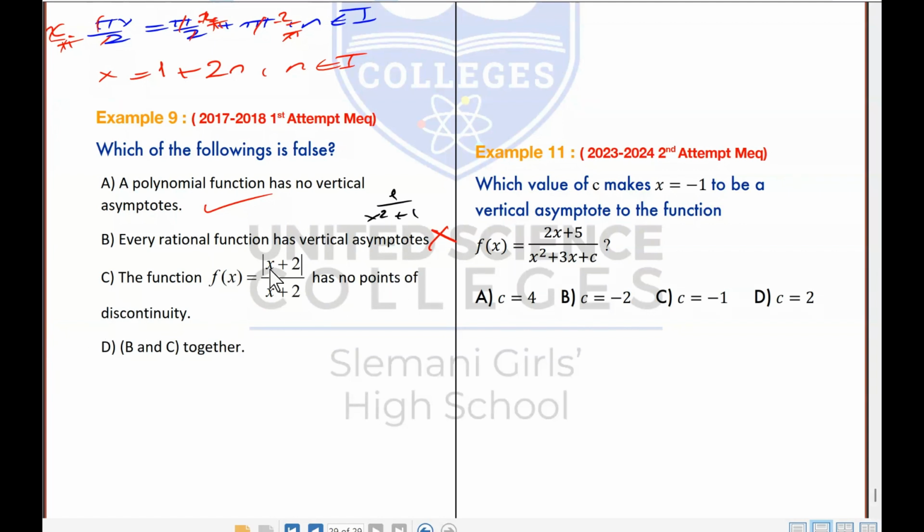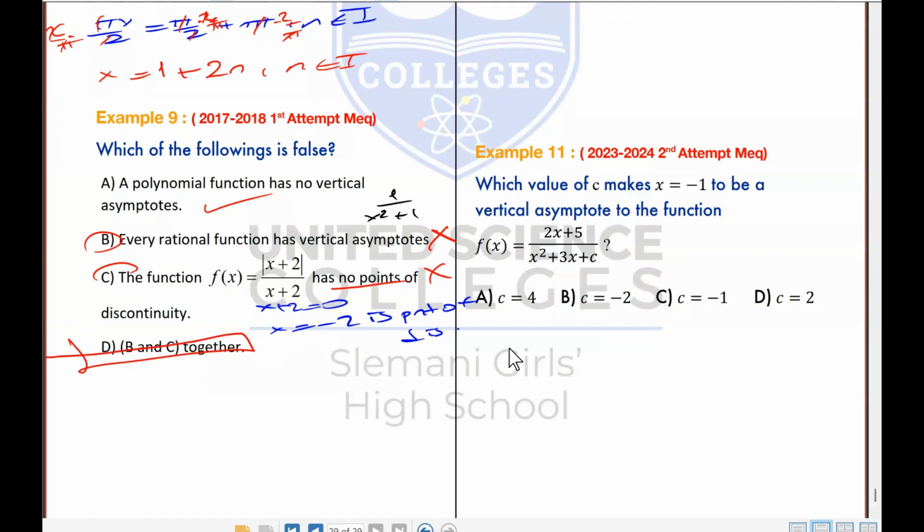Option C, the function has no point of discontinuity, which is impossible because it's rational. What makes the denominator 0 will be our point of discontinuity. So negative 2 is a point of discontinuity. That's also false. So we have two falses, B and C. B and C is in option D, written as B and C together.